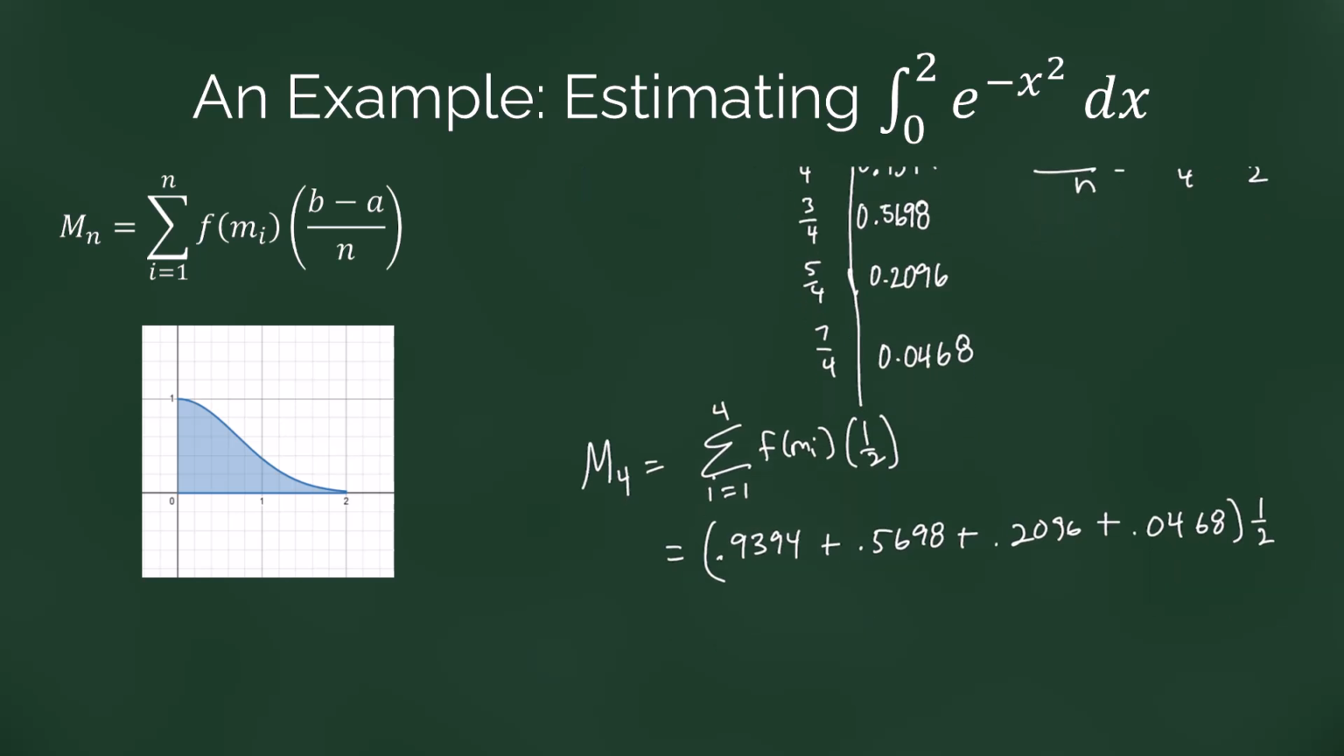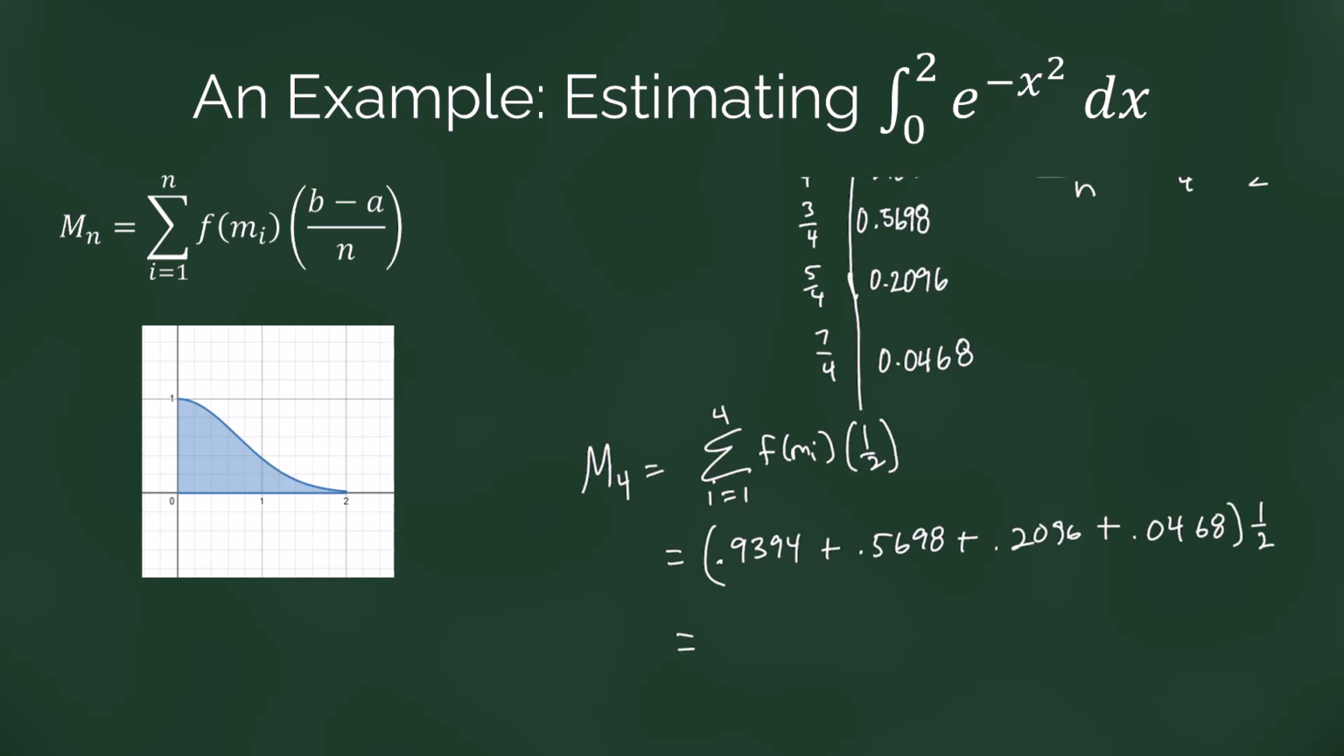And when we evaluate that, we can see that we get 1.7656 times 1/2, which for our final answer, our final estimation, we get 0.8828.